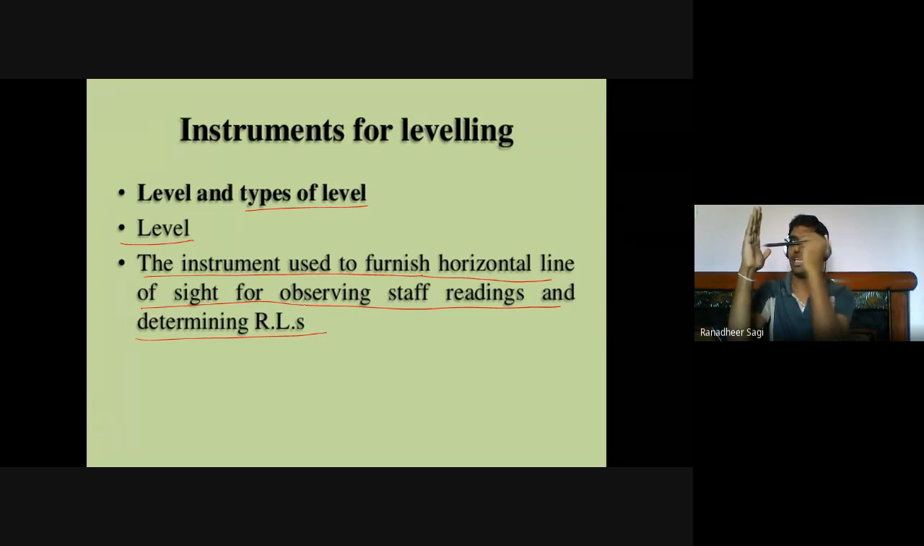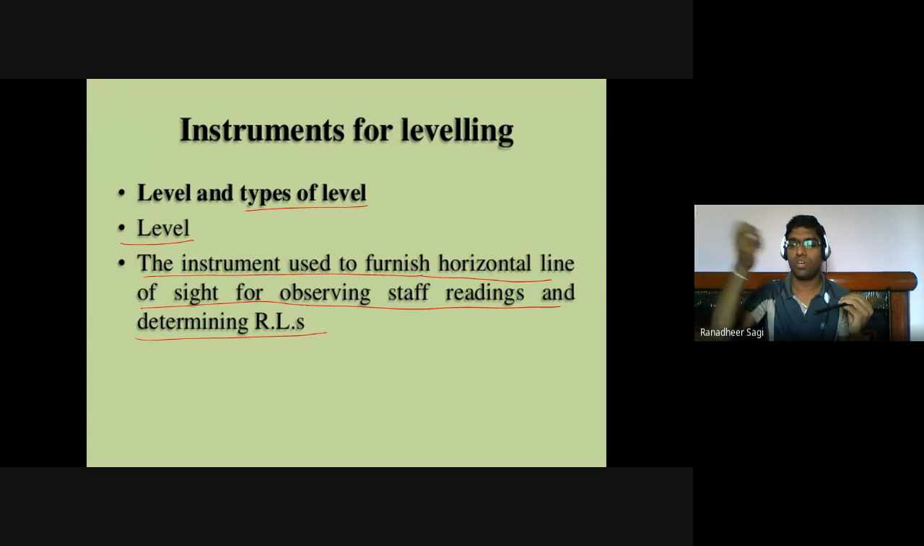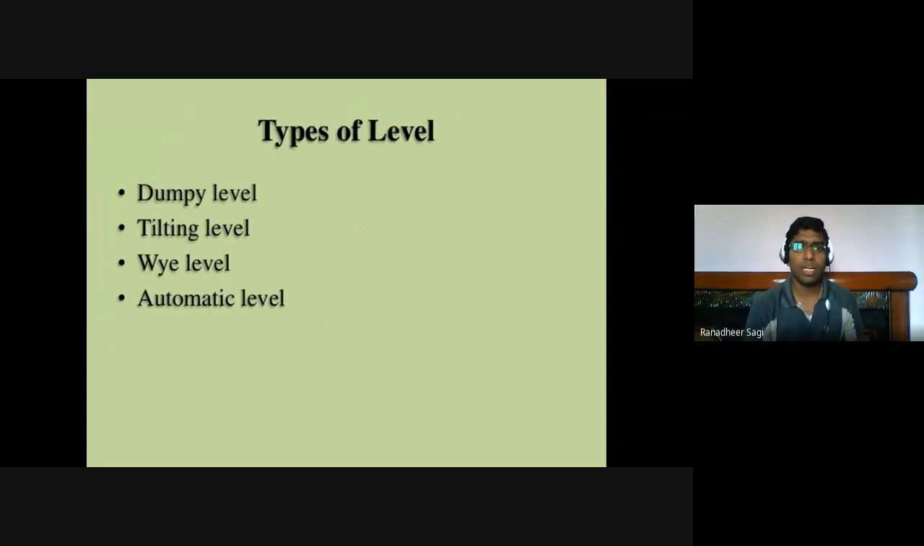So once your horizontal line of sight bisects some reading on your leveling staff, that reading is what we are going to be noting down with the help of that particular instrument for ultimately determining the elevations of those various points where you are placing your leveling staff for measuring the readings. We come across, in a broader way, different types of levels. One is your dumpy level, another one is tilting level, another one is Y level, and the other one is automatic level.